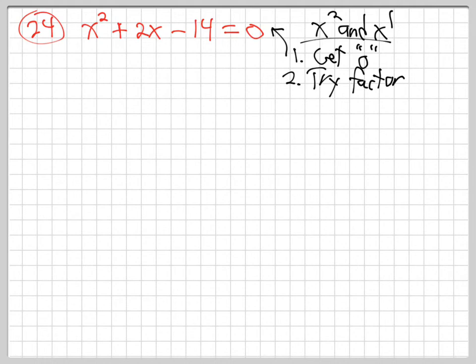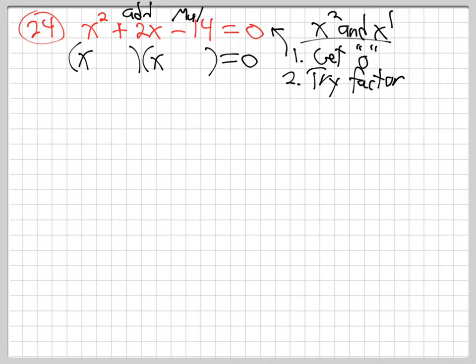Now, I don't know if you noticed that I don't just say factor on step 2. I say try to factor. Here's why. Here's the case in point. If we try to factor this one, it won't work. You can't always factor, right? Look at the numbers there. X is in the front. What two numbers multiply to be 14 and add to be 2?